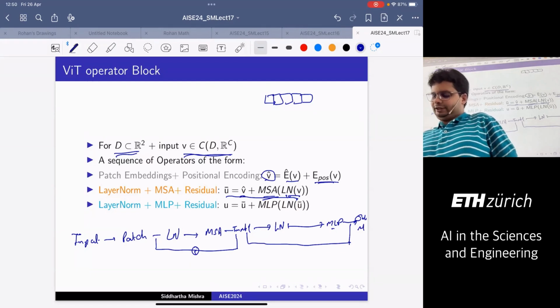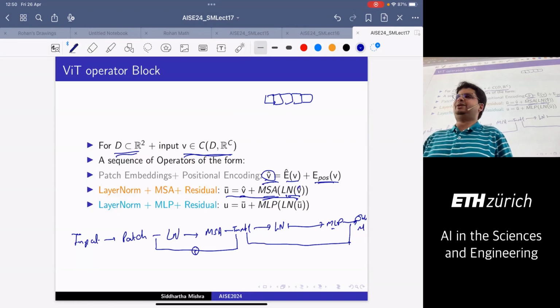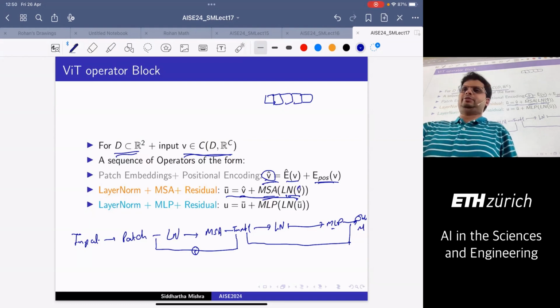Is that correct? Let's see. So what is V hat now? V hat is just the input of the patching. Oh yeah, of course. I always make this mistake also. Last time there was a mistake, right? Okay, good. Because I prepare these things late at night and I'm myself not having the full concentration. But good, you're right. Of course, everything is done in terms of patches.